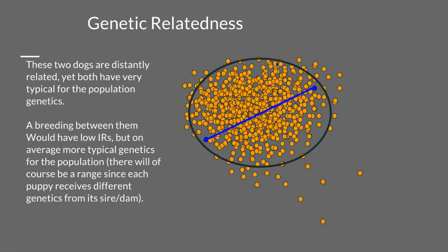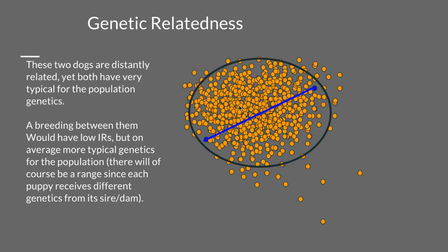So let's look at this first potential breeding. These two dogs are distantly related, but you can tell they are within a bottleneck or cluster of genetics, and so their genetics are very typical for the population. A breeding between these two dogs would have very low IRs, meaning the puppies would be outbred, but on average they would have more typical genetics for this population. Of course, with every breeding there is a range in your puppies, so some of the puppies might fall outside of the bottleneck region.